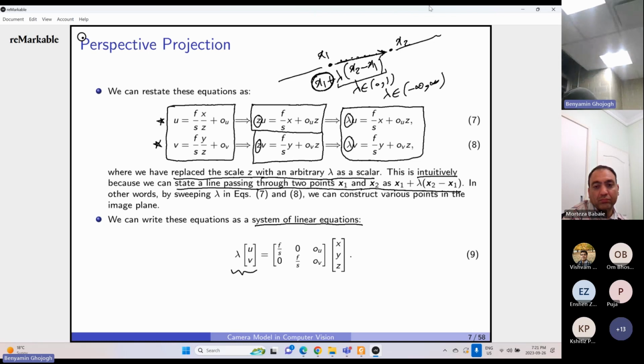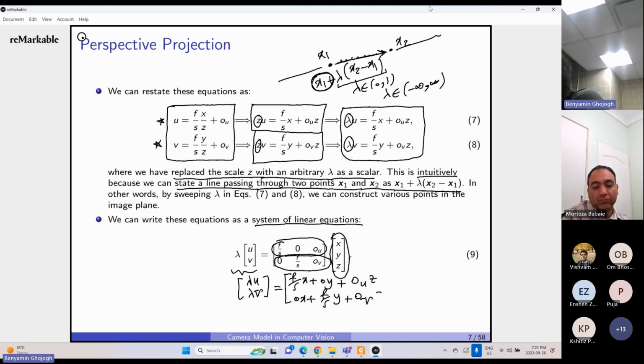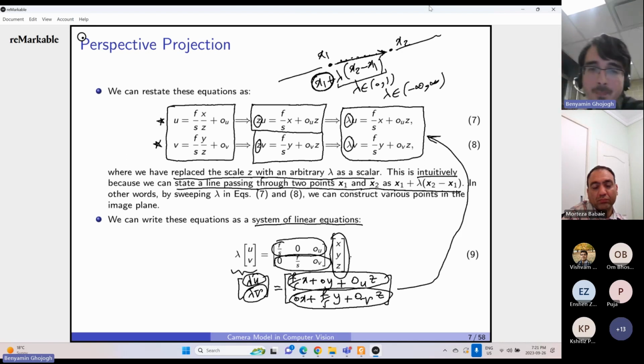So this is lambda u, lambda v, right? Equals this. And what is this? Let's write it. So this times this, right? So f over sx times x plus 0 times y plus ouz, and then this times this becomes 0 times x plus f over sy times y plus ovz, right? And so this must be equal to the first row, and this must be equal to the second row, which is exactly equations 7 and 8. Right? Okay.